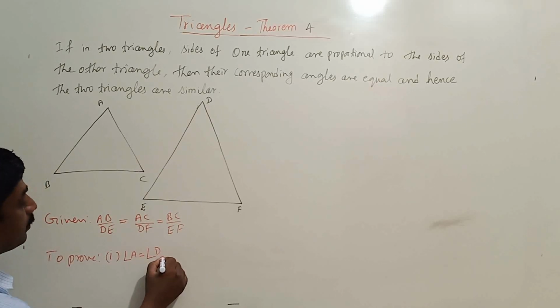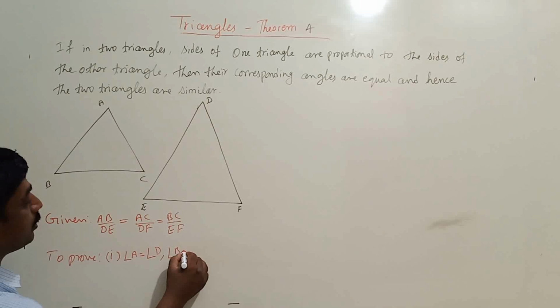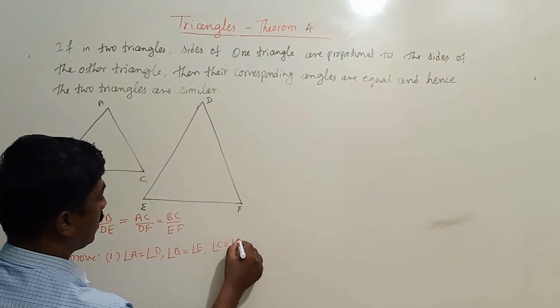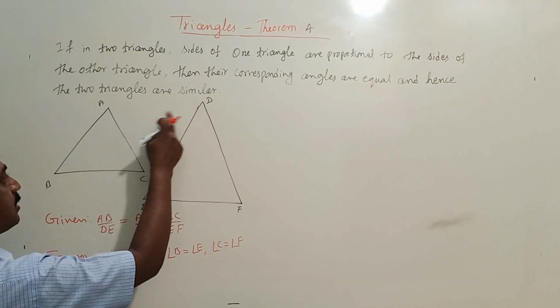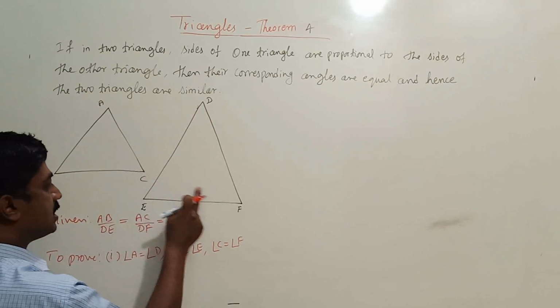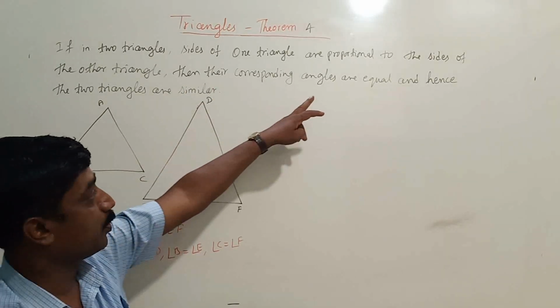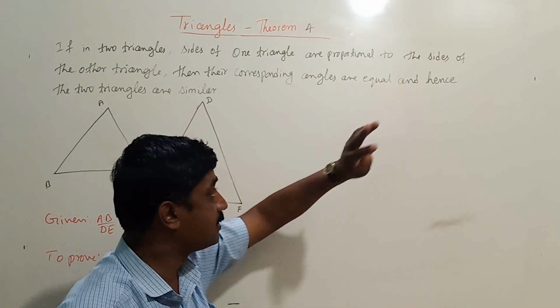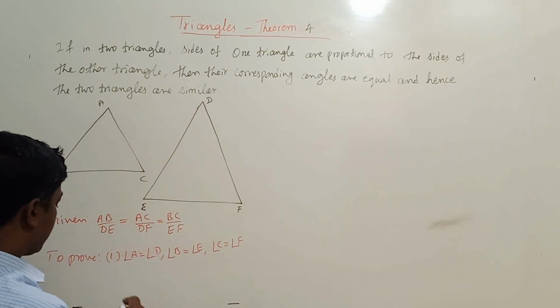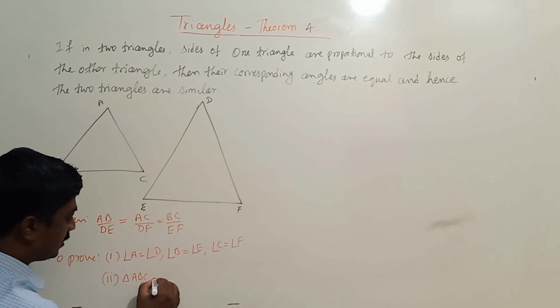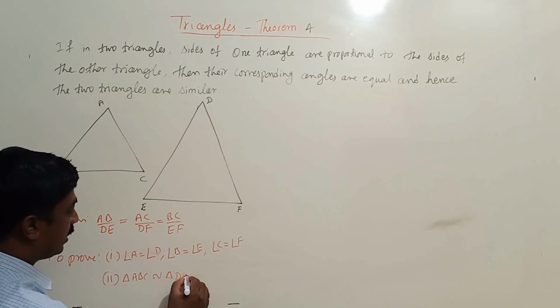And angle B is equal to angle E, and angle C is equal to angle F. So A is equal to D, B is equal to E, C is equal to F. I need to prove this. That's what they ask you. Then their corresponding angles are equal, and hence the two triangles are similar. So I need to prove that triangle ABC is similar to triangle DEF.